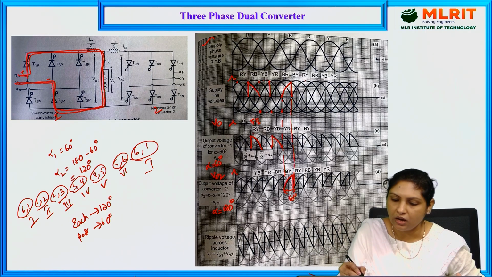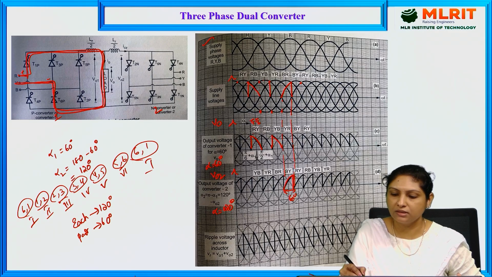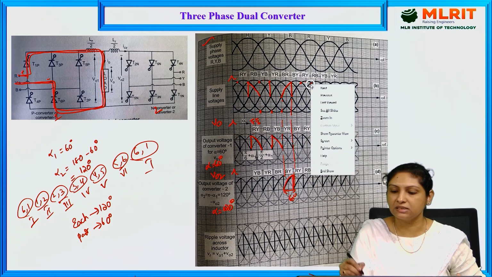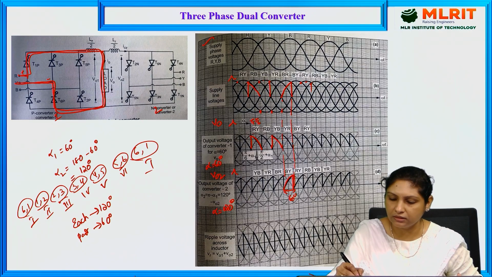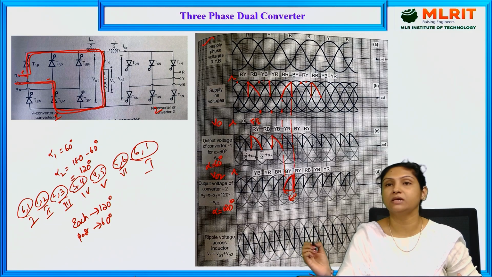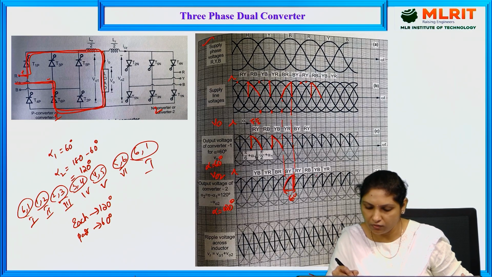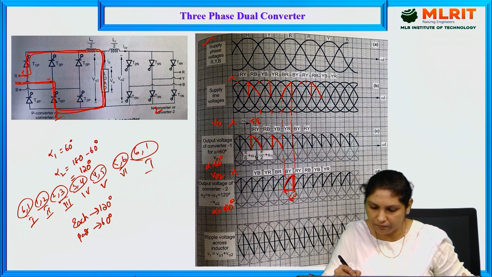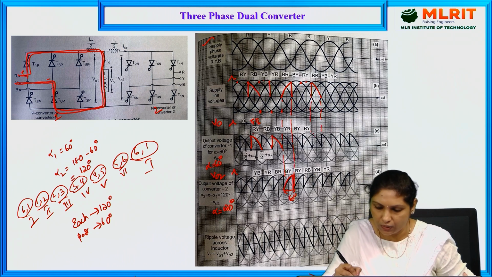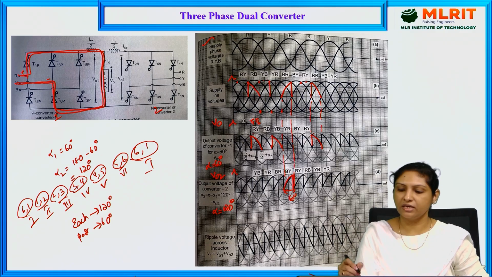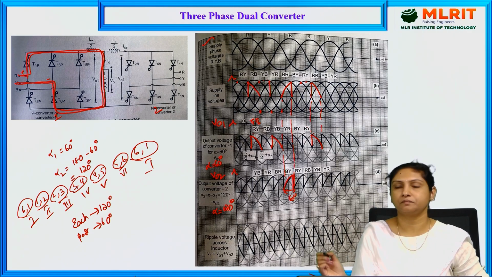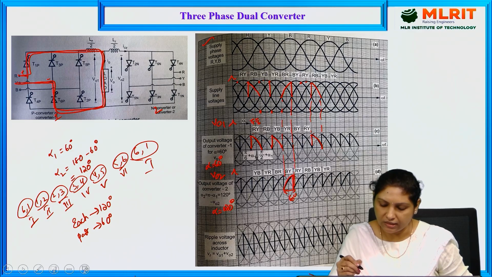See here, I am explaining RY phase. RY phase for converter 1. Converter 1 in the sense this is a zero crossing, this is 30, this is 60. So we need to provide the triggering pulse for RY phase at this instant. So that is the reason here it starts conducting. How long? Till RY is present. So this is your waveform RY. Yes, this is RY. And this is the output voltage for converter 1. Whereas for converter 2, let us see, this is RY, right?